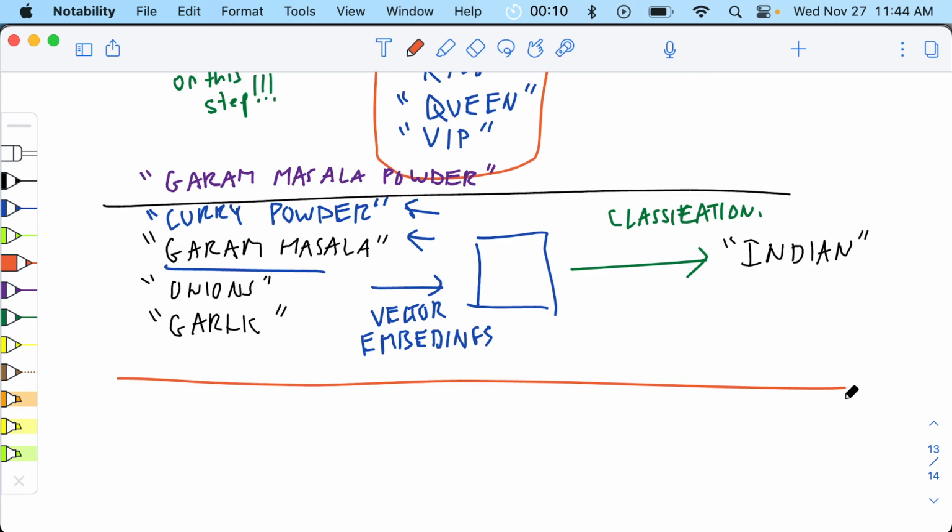Yeah. Do we need to transform the target value also into a vector to classify them? Yeah, so you can do any classification algorithm you want.